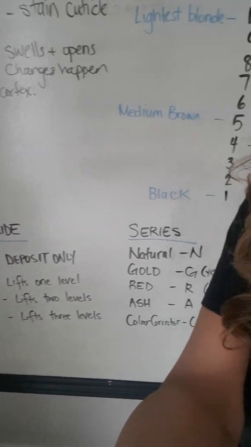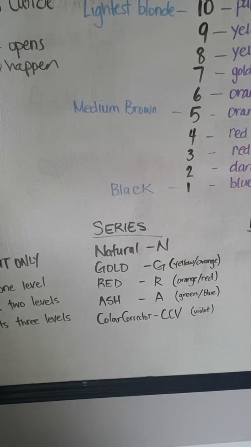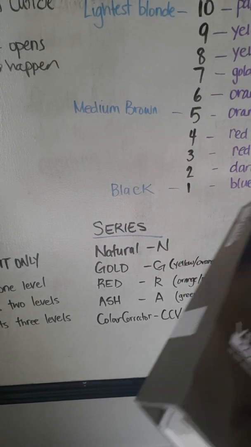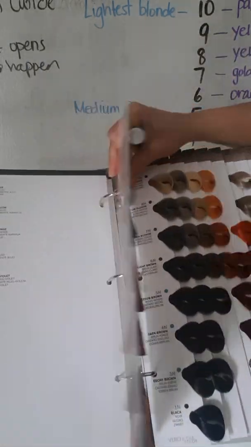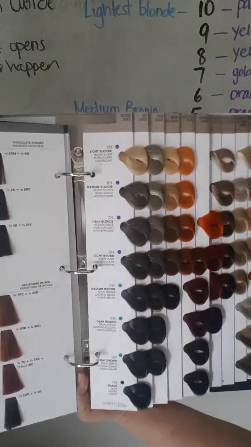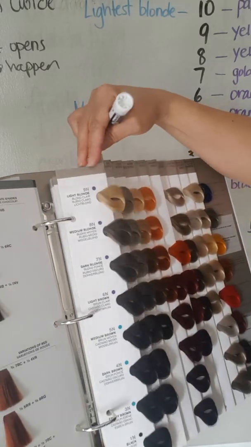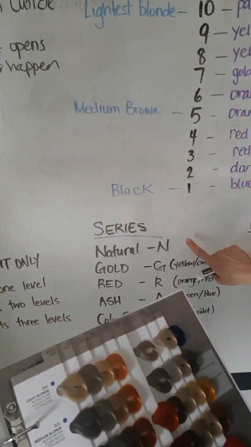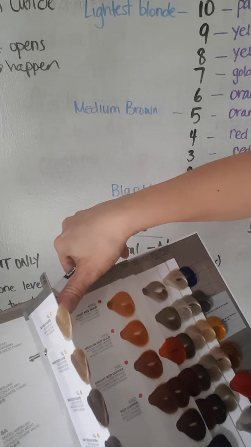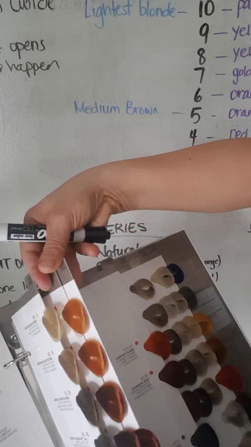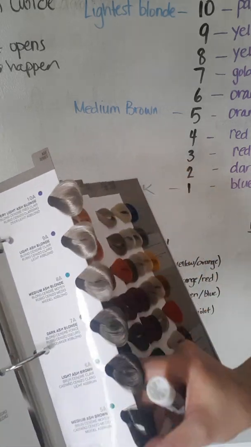Okay. The next thing we're going to talk about is series. So every professional hair color company will provide a book of swatches. So here's the Joico Vero Color Book of Swatches, and each panel represents a series. Okay, so this very first panel represents the natural series, and then we've got the gold series, we've got the red series here, and we've got the ash series here. Okay, each panel represents the series.